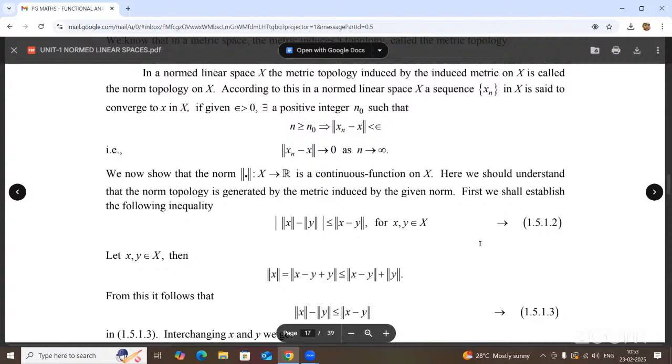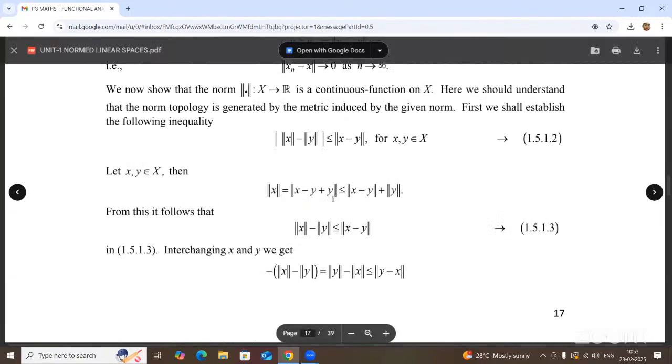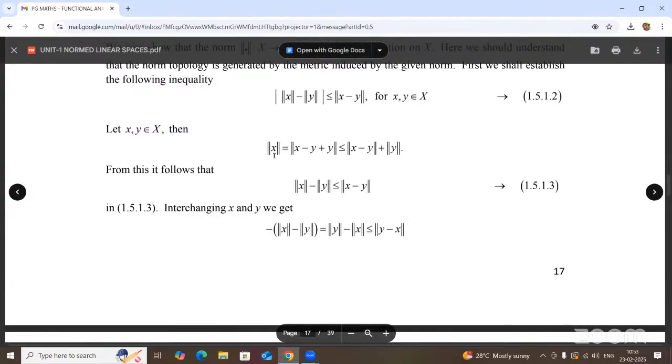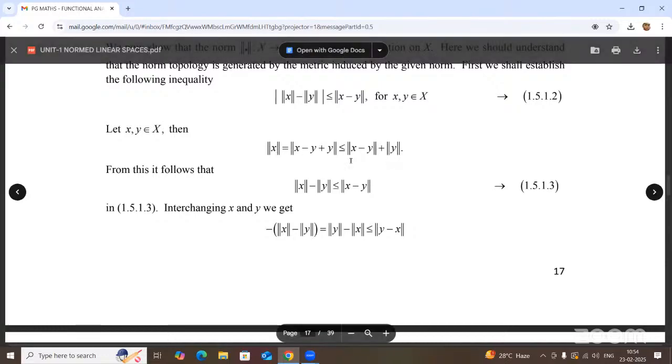So this is another equation. Let x, y belong to capital X. See here. Norm x can also be written, taking one of the elements as y, as norm of x minus y plus y. Now x minus y is one element and y is another element. It cannot exceed norm x minus y plus norm y, from the M3 condition. So converting norm y to this side, norm x minus norm y is less than or equal to norm x minus y.